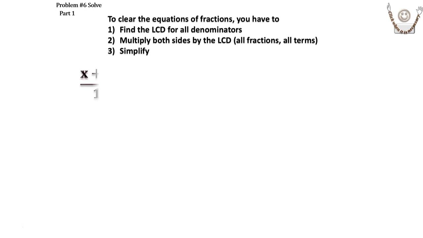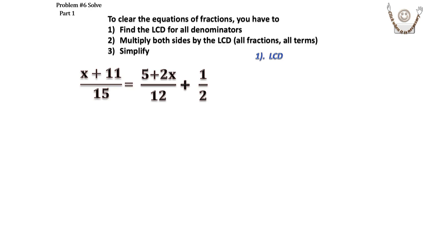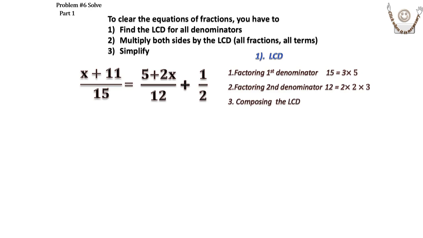Next equation is even more complicated because now we have 3 fractions, but the steps are the same. First we have to clear the equation of fractions. So the first step is we are looking for the least common denominator, factoring the first denominator, factoring the second denominator, and composing the least common denominator. For 15, 12, and 2, the least common denominator is just 60.